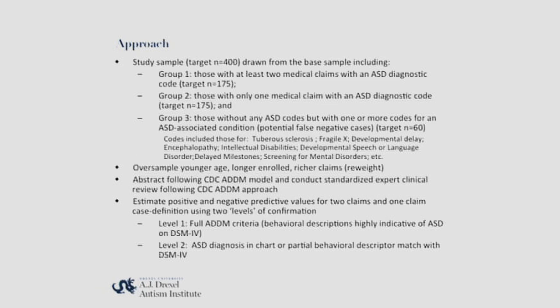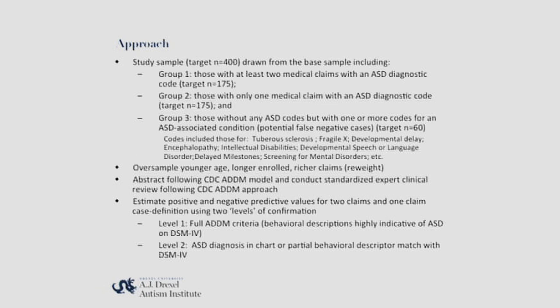And then what we also wanted to do to help us gain some inference about negative predictive value is look at a group of kids who did not have any ASD codes, but they had codes for other conditions that are associated with ASD. So these would be potential false negatives. And you see up on the slide some of the codes that we included in that list. It includes other things that are associated with the autism phenotype, including tuberous sclerosis, speech and language delay, static encephalopathy codes, et cetera. So we wanted to look in that group to see whether or not there were kids who really had autism masquerading in that group, even though they did not have a claim for an ASD.